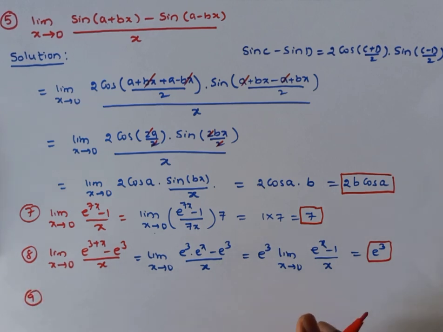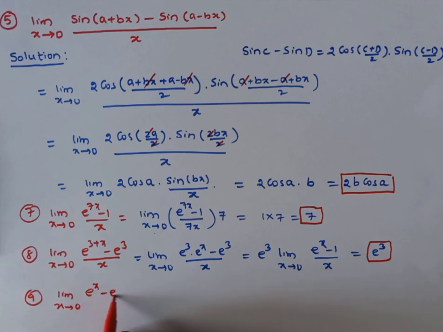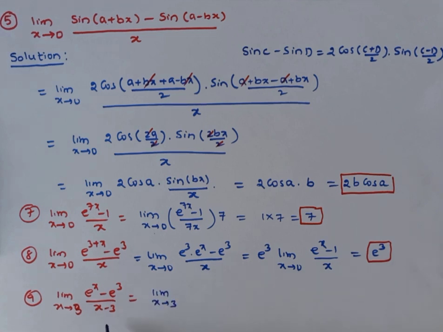And the ninth one, limit x tends to 3 of e to the power of x minus e to the power of 3 by x minus 3. If we apply the limit directly, there is a problem. The denominator is x minus 3. If we substitute x goes to 3, it will be 0, so 0 by 0 is an indeterminate form. So we need to factorize.